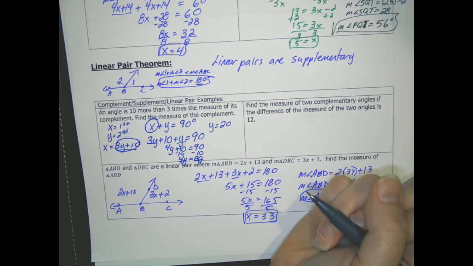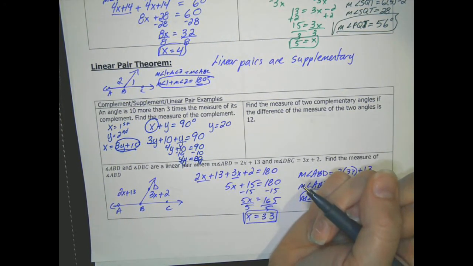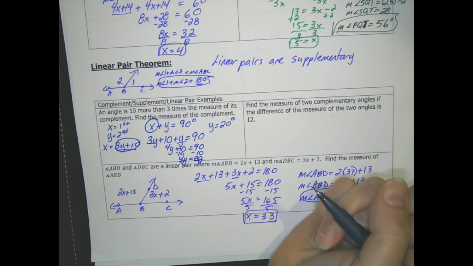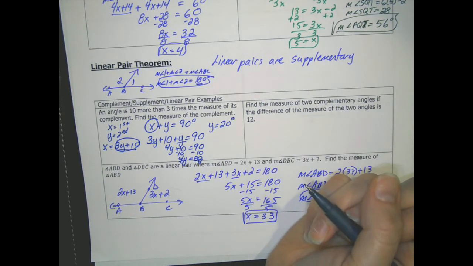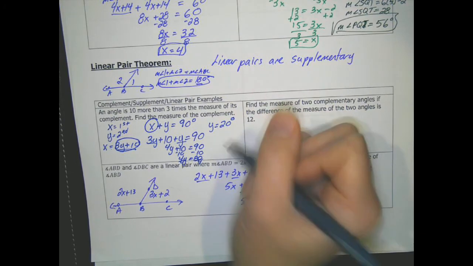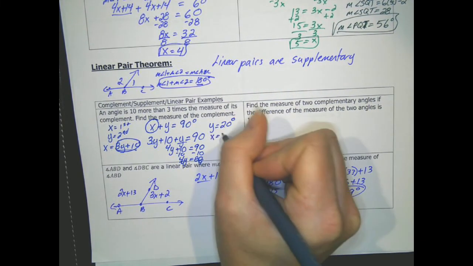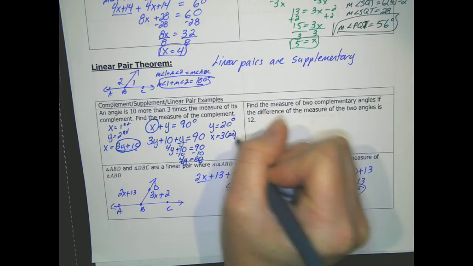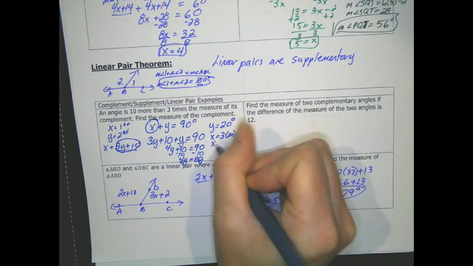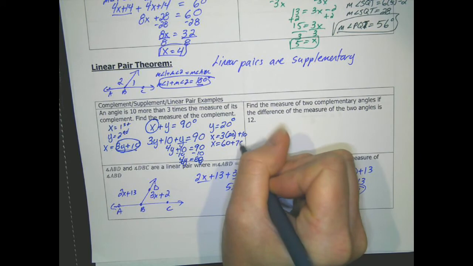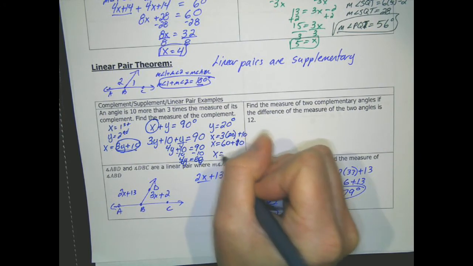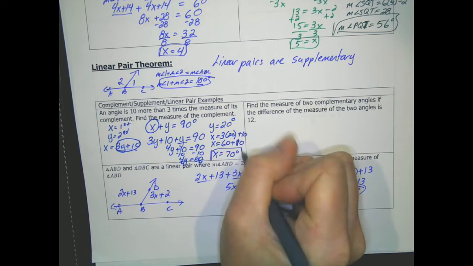Okay, and an angle is 10 more than 3 times its complement. So we found our y value. Now we have to find our angle. How do I find x? Well, x is going to be 3 times 20 plus 10. x is 60 plus 10. x is 70 degrees. And I apologize, I know it's squashed here.